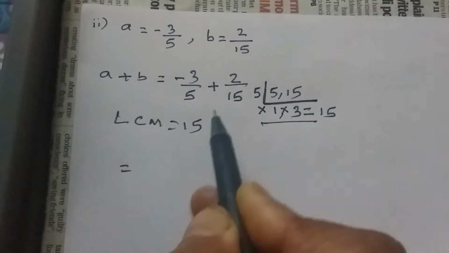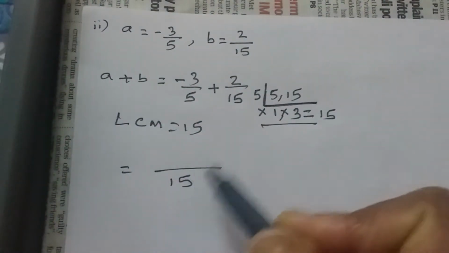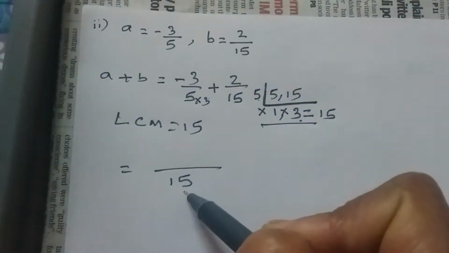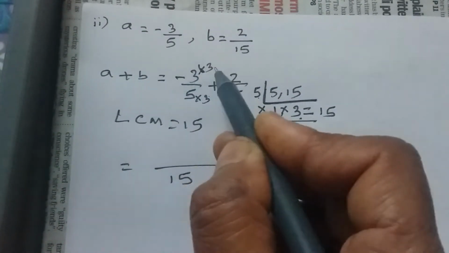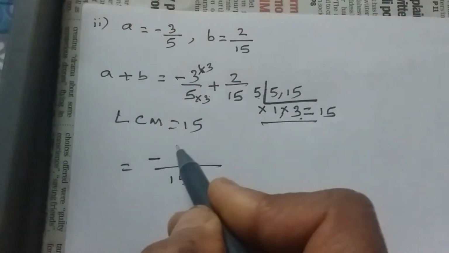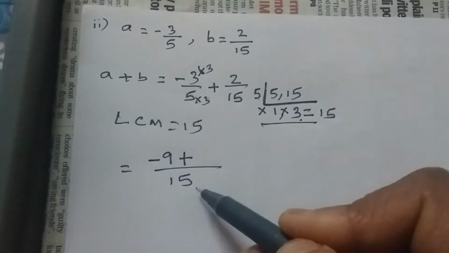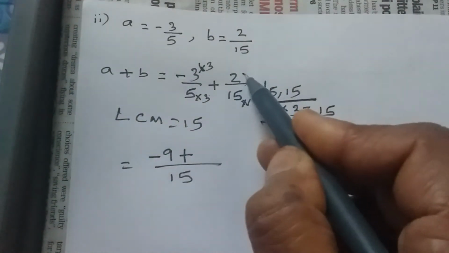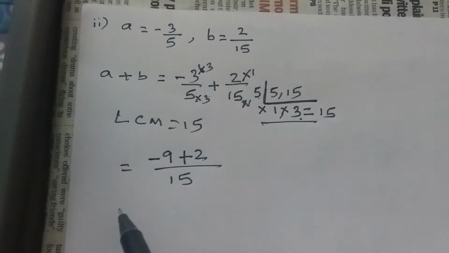Now what do we do? For both 5 and 15, we write 15. 5 into what gives 15? 5 threes are 15. So denominator is multiplied by 3 and we have written here. Multiply numerator also by the same 3. Minus sign as it is. 3 threes are 9. And what is the next sign? We have plus. 15 into what is 15? 15 ones are 15. When you multiply by 1, you get the same number. So multiply numerator also by 1. 2 ones are 2.